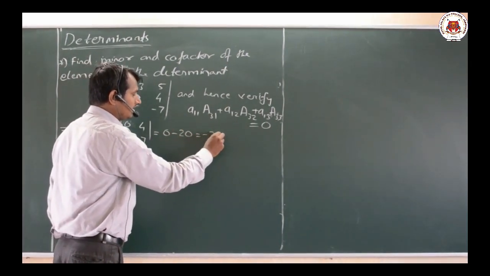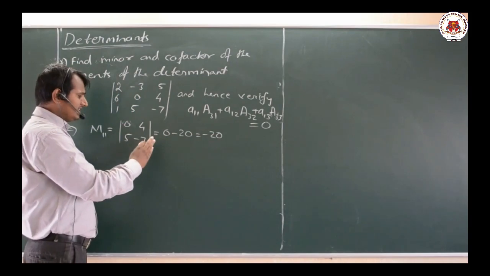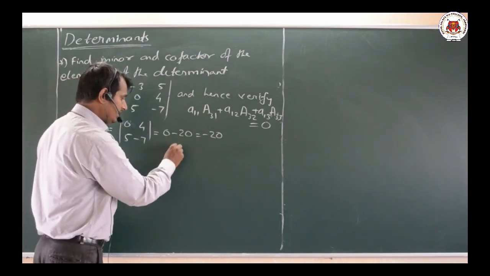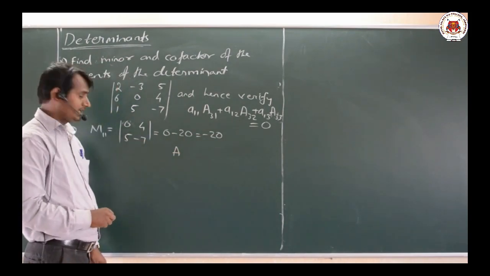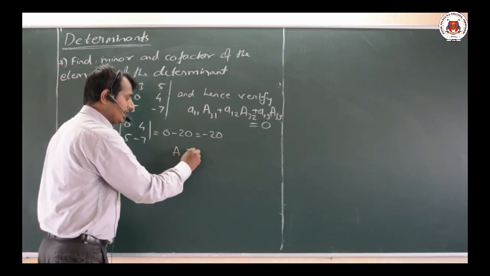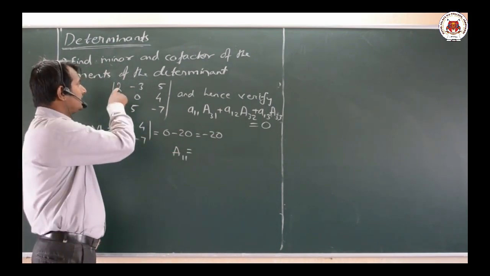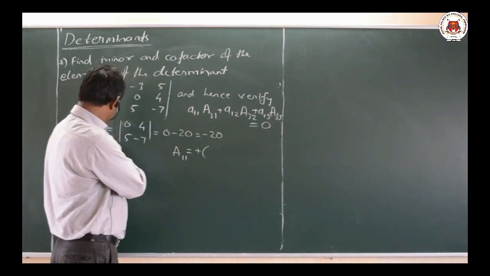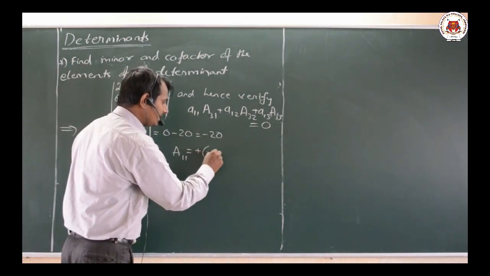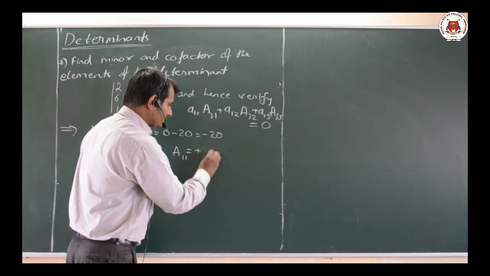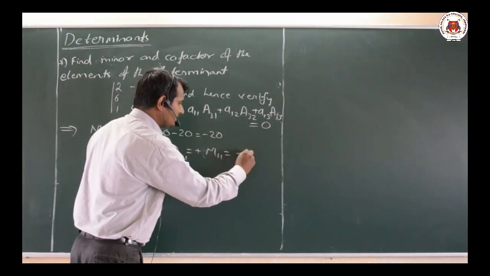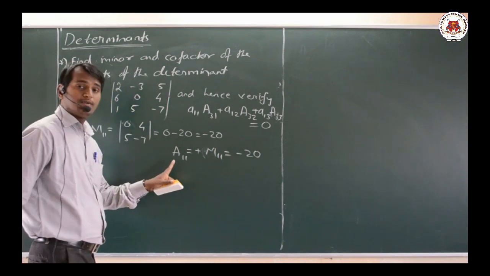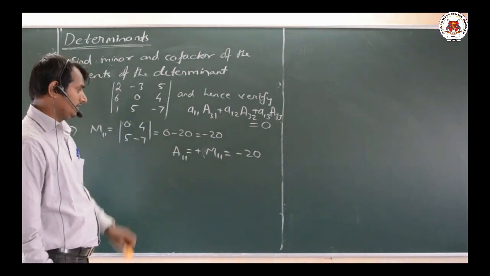Similarly, simultaneously, I will find the cofactor. The cofactor is denoted by capital letter A, that is A11. A11 is equal to what? The value 2 is pre-multiplied by a plus sign. Plus of M11. M11 is -20. The value is -20. This is the value for the cofactor of value 2 here.